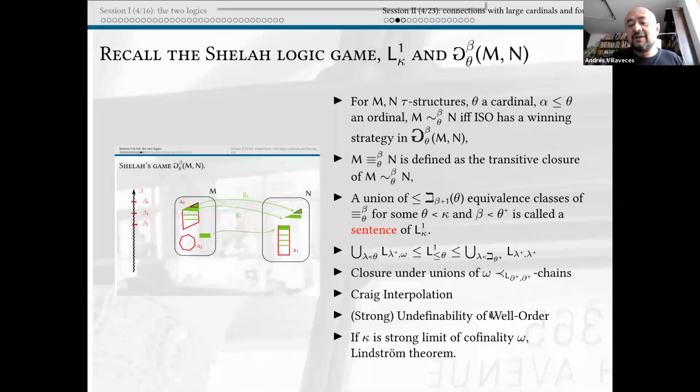Of course, you can imagine that one has to build strategies, adapt strategies, combine strategies for the isomorphism player or for the comparisons with other logics. The bad thing about this logic is that sentences are these weird objects.